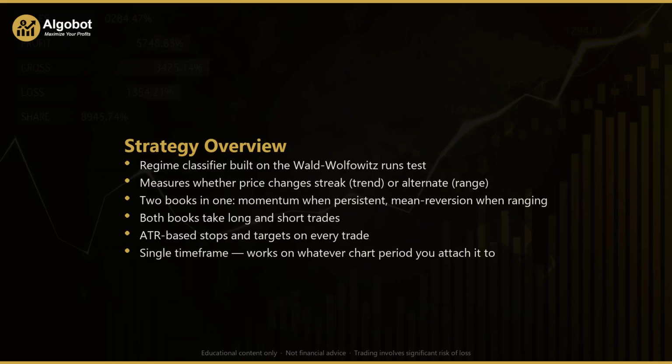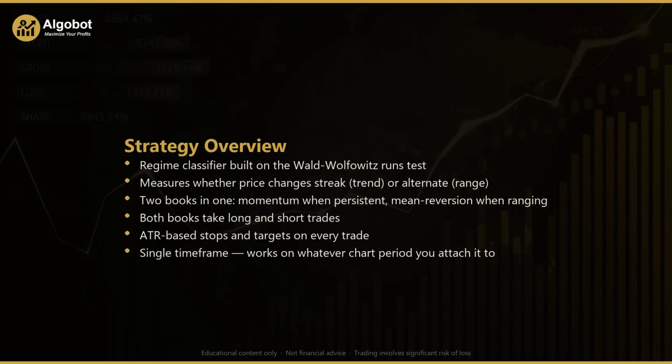So what exactly is this expert advisor doing? At its heart, Run's Test Regime Switch is a regime classifier. Instead of assuming the market is always trending or always ranging, it measures the current state of the market directly and then adapts. The tool it uses for that measurement is the Wald-Wolfowitz Run's test, a well-known statistical method for judging whether a sequence of ups and downs is random or structured.